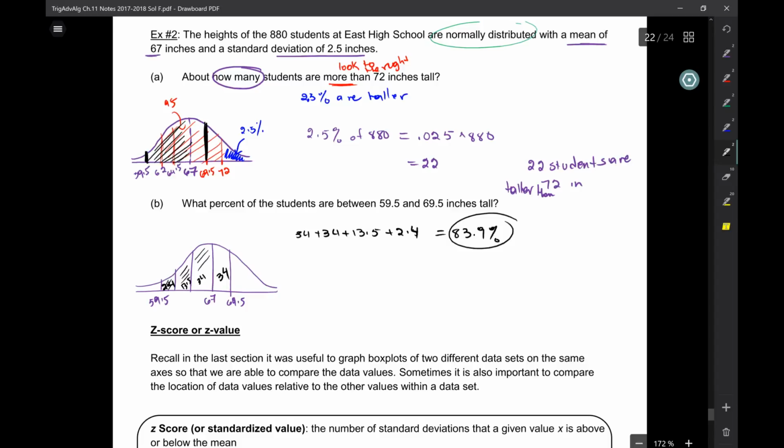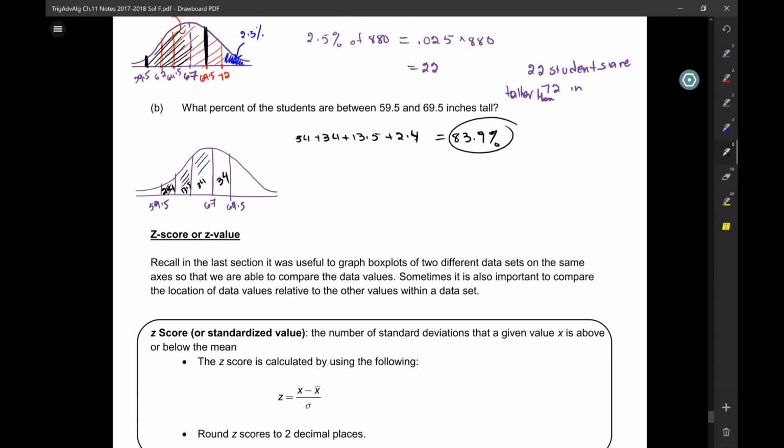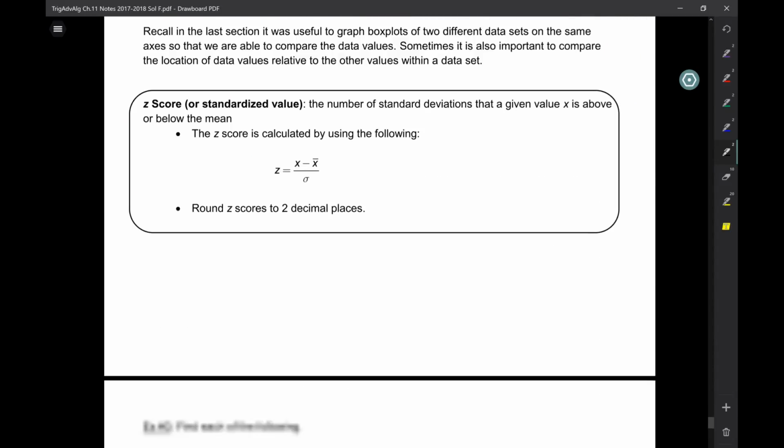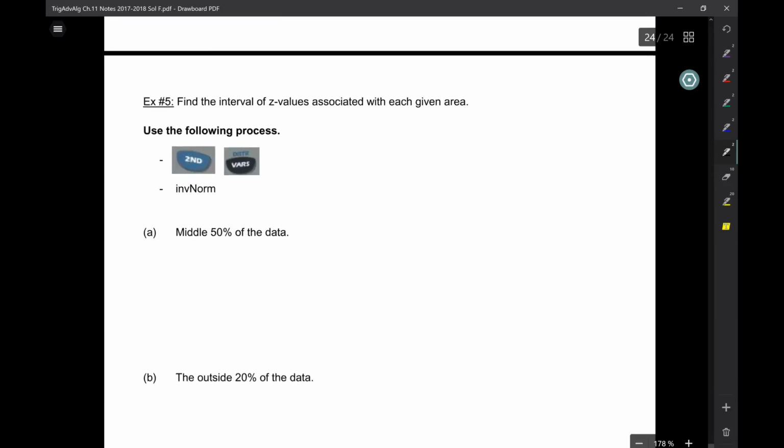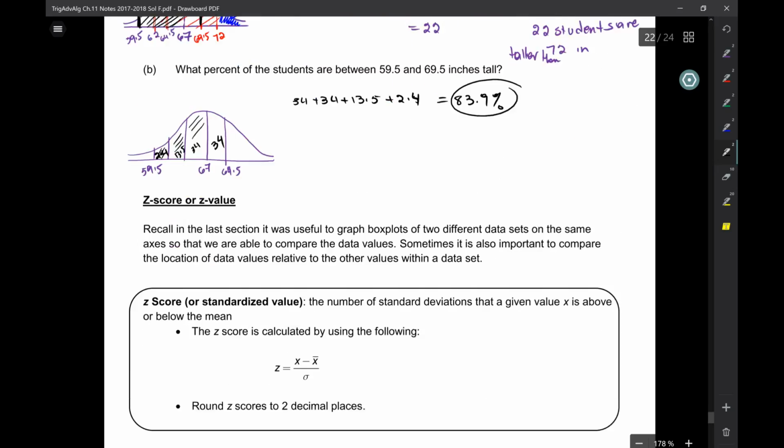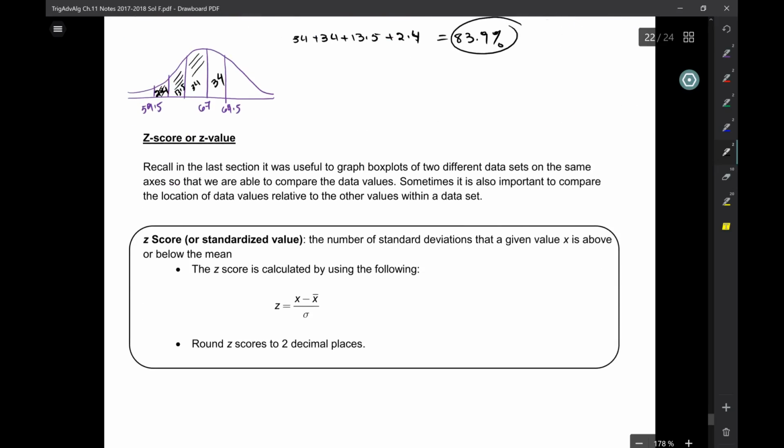Right? So here's where it can get a little tricky. Not necessarily super difficult, but a little tricky. But it's all stuff you could do, right? Okay, let's do some z-scores. We call this z-score, or some people call it z-value. Z-score is more common.